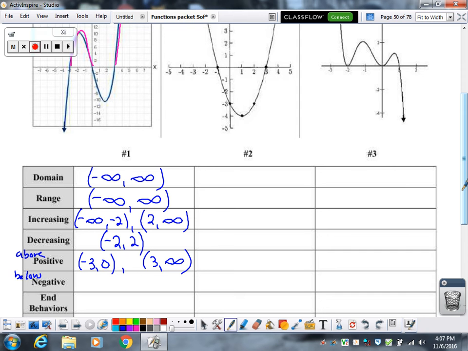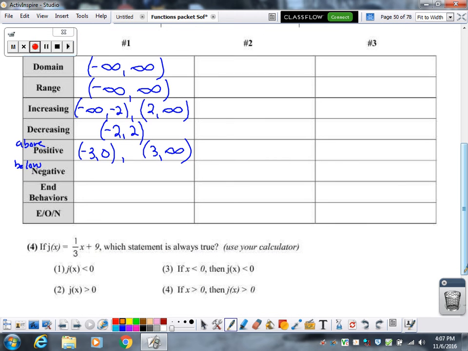Where is it below? It's below here and here. Notice we're not including the zeros. All the intervals here we're using parentheses. It's negative from negative infinity to -3, and then it's negative again from 0 to 3. Notice we're using parentheses. We're not using the square brackets because the positive and the negative are not including zeros.